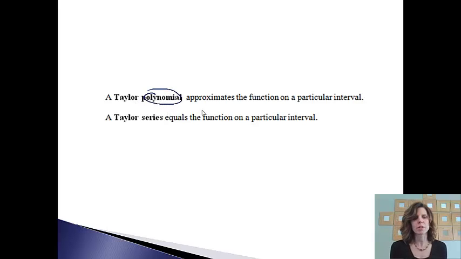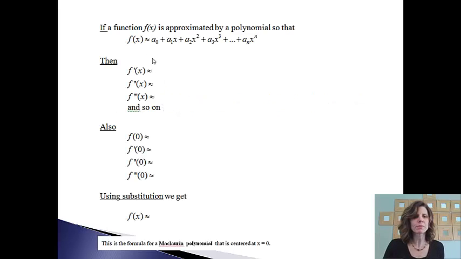You'll notice that it says a Taylor polynomial approximates the function, and a Taylor series equals the function on a particular interval. So the series is just, if we went out all of the terms of the polynomial, what would that final answer be? When we do these, we'll be pretty much treating them as the same thing. So if I say find a Taylor polynomial, or find a Taylor series, it's going to be pretty similar. All right, so let's get into exactly what we are doing when we find a Taylor polynomial.